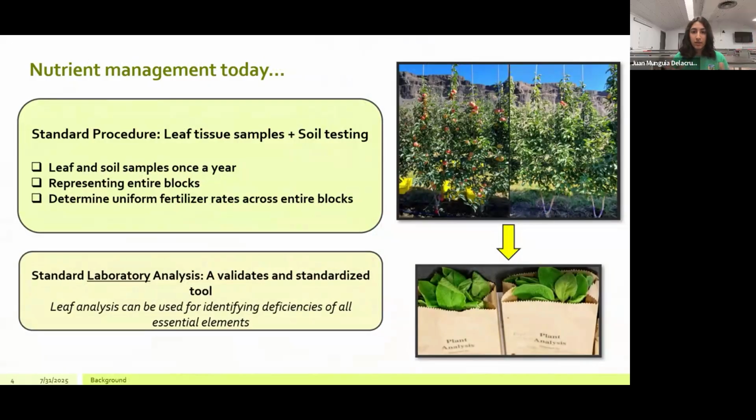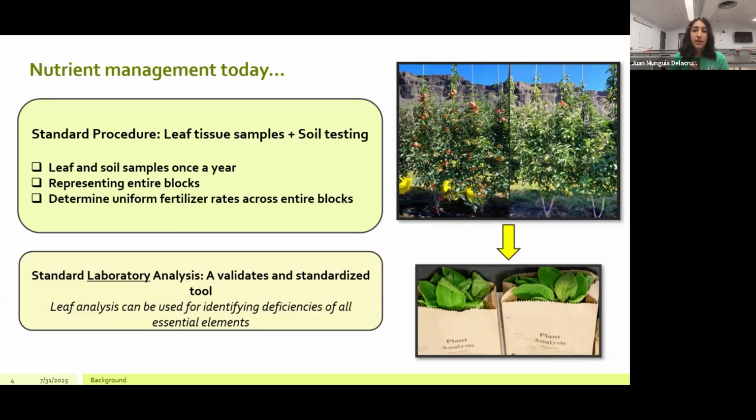Both of these take place in a lab setting, so they're very much established and they can identify deficiencies for all essential nutrients. They're used in academic settings and commercial settings, and they usually take place once a year. So in our case, when this internship took place, it was around July to August. And the purpose of these tests is to represent entire blocks. And that's how farmers or growers can determine fertilizer rates using these tests that take place in the lab.